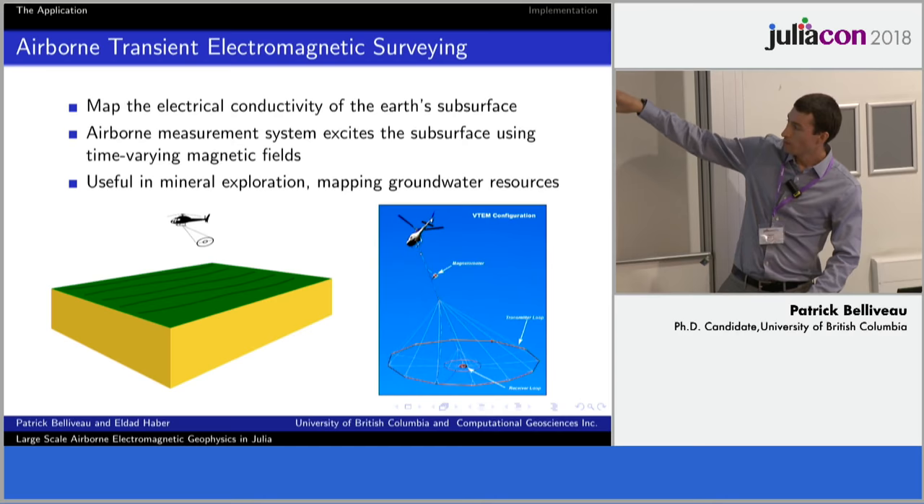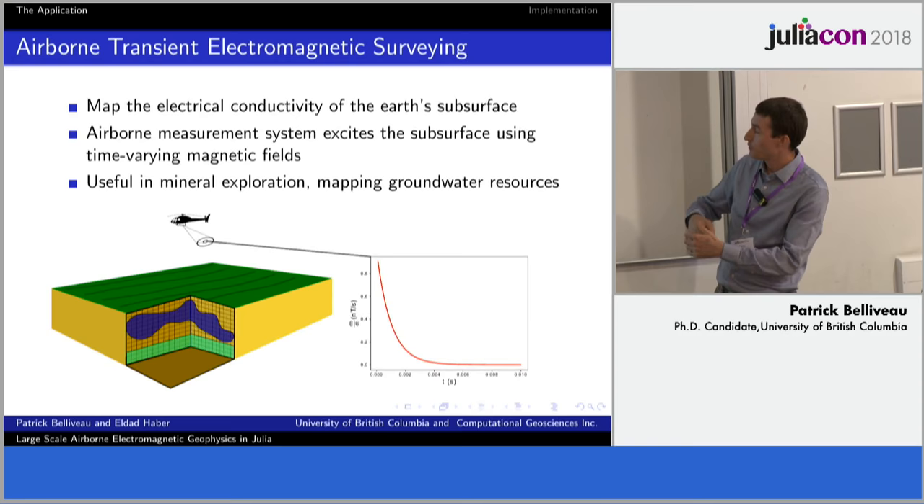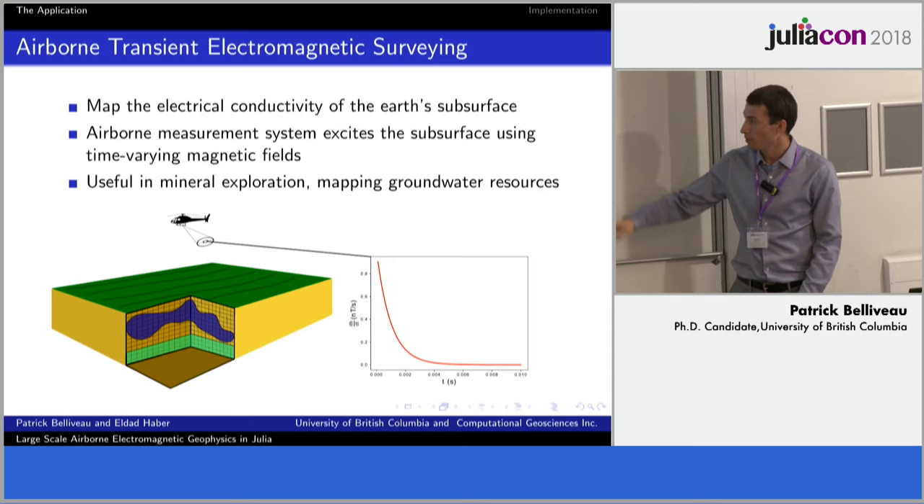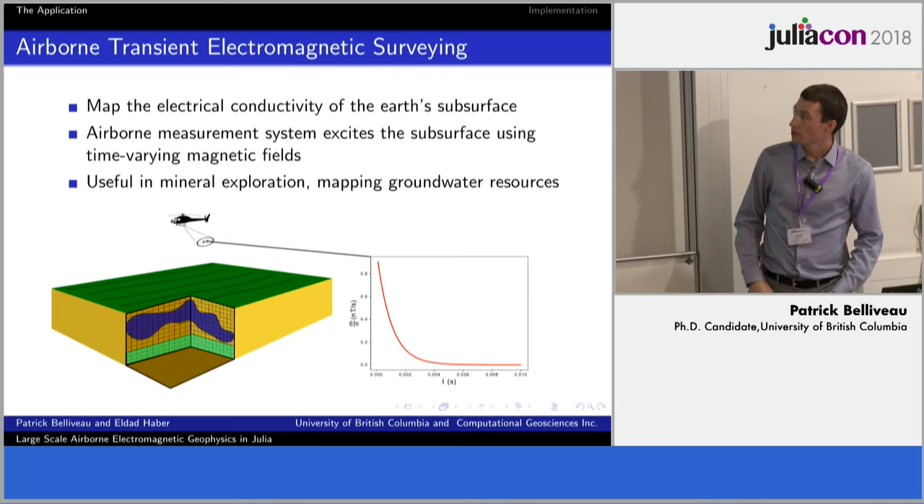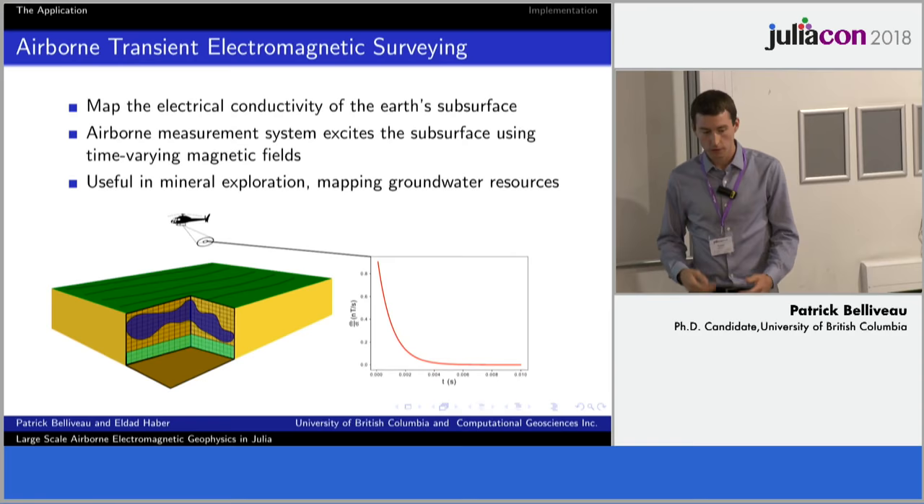We have a helicopter that flies around and creates some sort of signal that gets sent into the ground. You get a response from the ground that's measured at this system, and the aircraft flies around over our domain and collects a bunch of data. So we want to work backwards from a bunch of these curves, collected at a great many locations on the surface of the Earth, and recover some 3D model of our conductivity. This technique is used quite often in the mineral exploration field, looking for base metals, for example. It's becoming more popular in the groundwater community, for monitoring existing groundwater resources and looking for new ones.